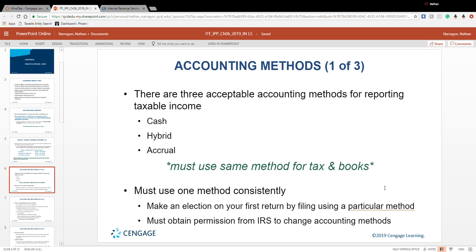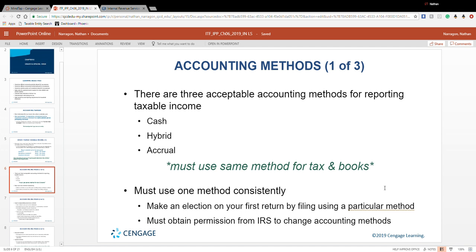And again, cash is actually receiving cash, and we're just recording when we receive the cash. Accrual is when we have accounts receivable, accounts payable, where we actually have to recognize the revenue and expenses when we've earned them. Okay? So we're recognizing revenue and expenses when we earn them. Cash we recognize when we receive the cash.